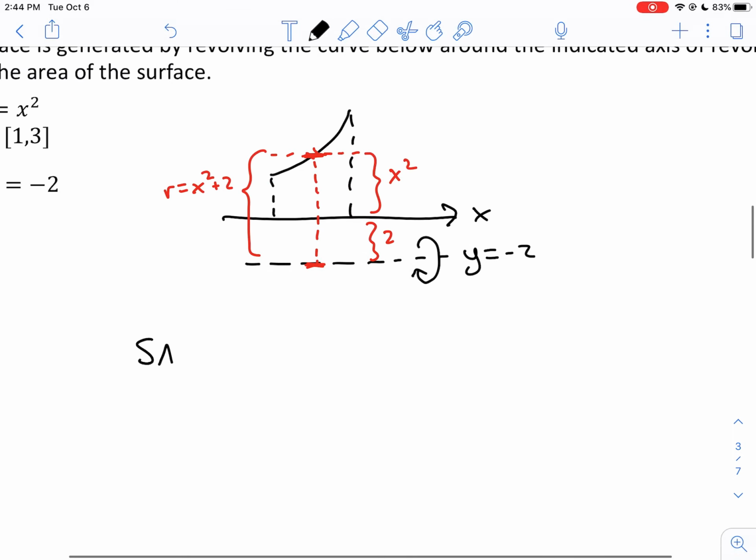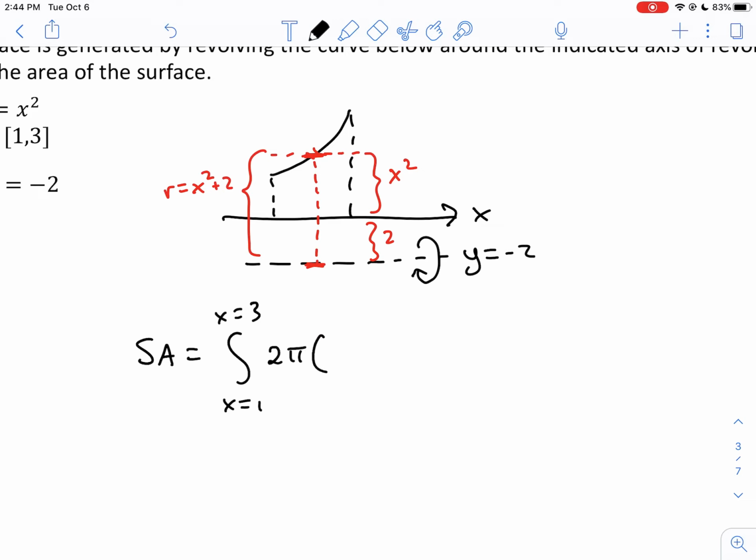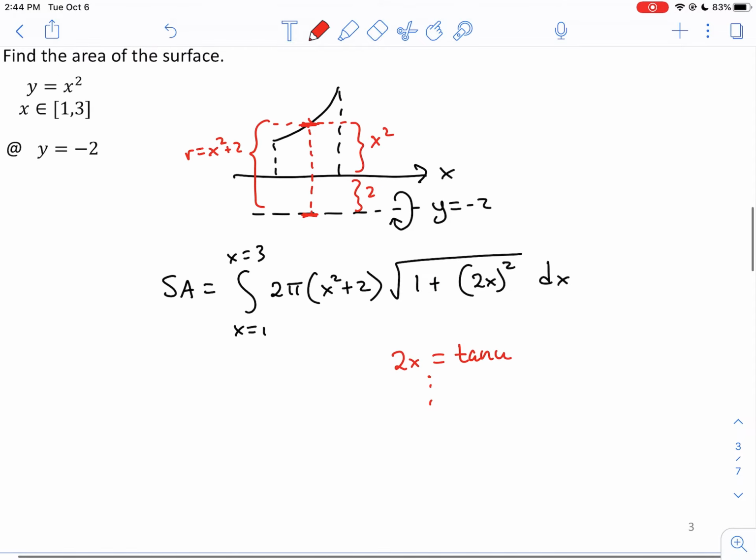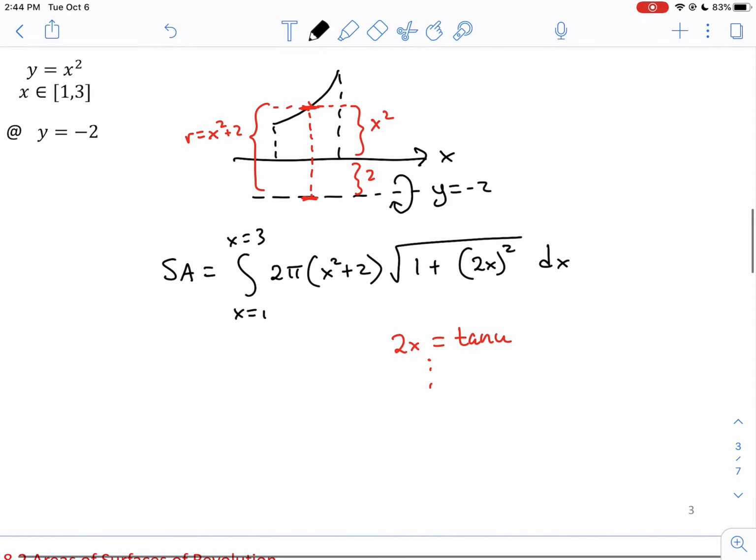So our total surface area is still going to be an integral from x equals 1 to x equals 3. It's going to be 2 pi times the radius of revolution, which is going to be x squared plus an extra 2, and then times the ds, which is the square root of 1 plus the derivative of the function, 2x, squared, and then end with the dx outside. And once again, if you're doing this by hand, you would still want to let the 2x function be equal to 1 times the tangent of a new variable.